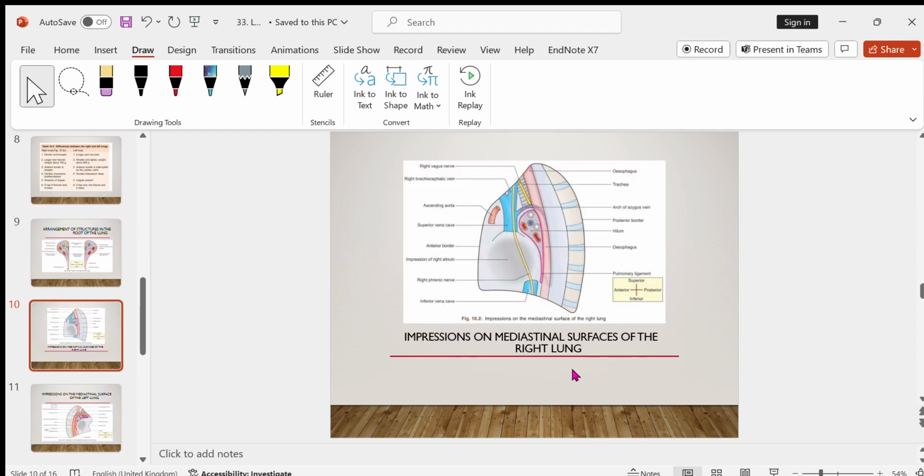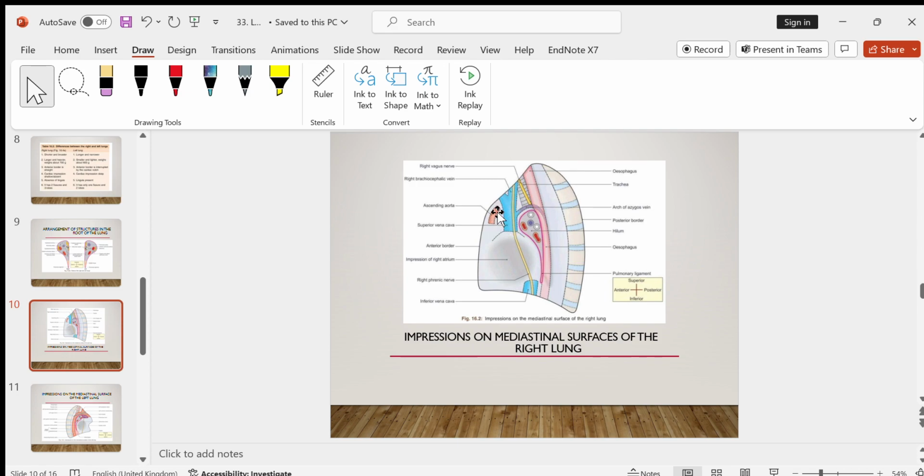Now, the various impressions on the mediastinal surface of the right lung are, in this picture, we can very clearly see that this structure, this is the esophagus posteriorly. Then just in front of the esophagus, we have an impression for the trachea. On top of it is the impression for the right vagus nerve. Anterior to it is the right phrenic nerve. Then this is the right brachiocephalic vein, superior vena cava.